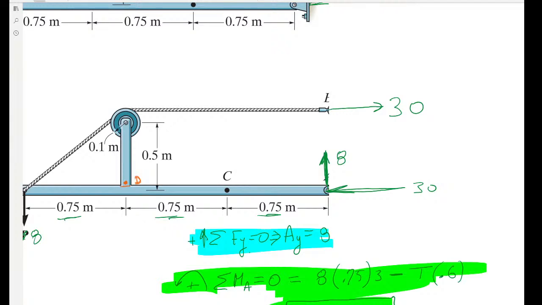So one of the things that you'll notice is it's a pulley, and I guess you have to assume that there's no friction here. So that means that you get a 30 here, and you get a 30 here. And now I'll go back and do the other one in a minute. Now I'm going to go back. Hang on.